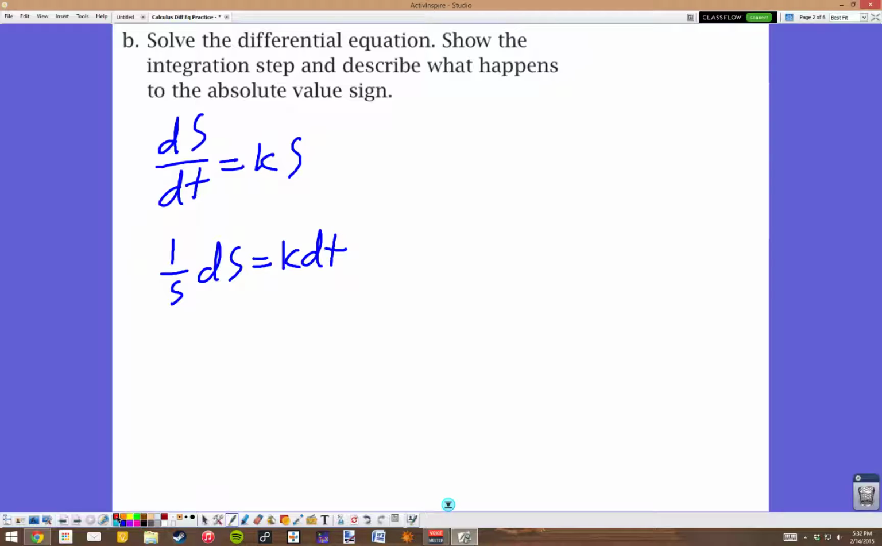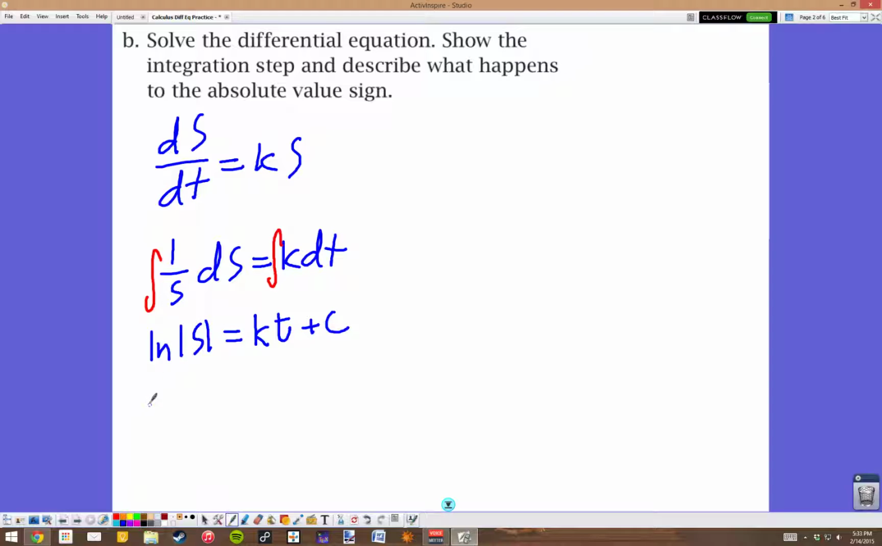Now I'm going to integrate each side. Integral of this 1 over s, we're going to get natural log of the absolute value of s. We'll do a plus c, but I'm going to put that on this other side here. Constant minus a constant is another constant. Integral of k is going to be kt plus c, or combined constant of the two.